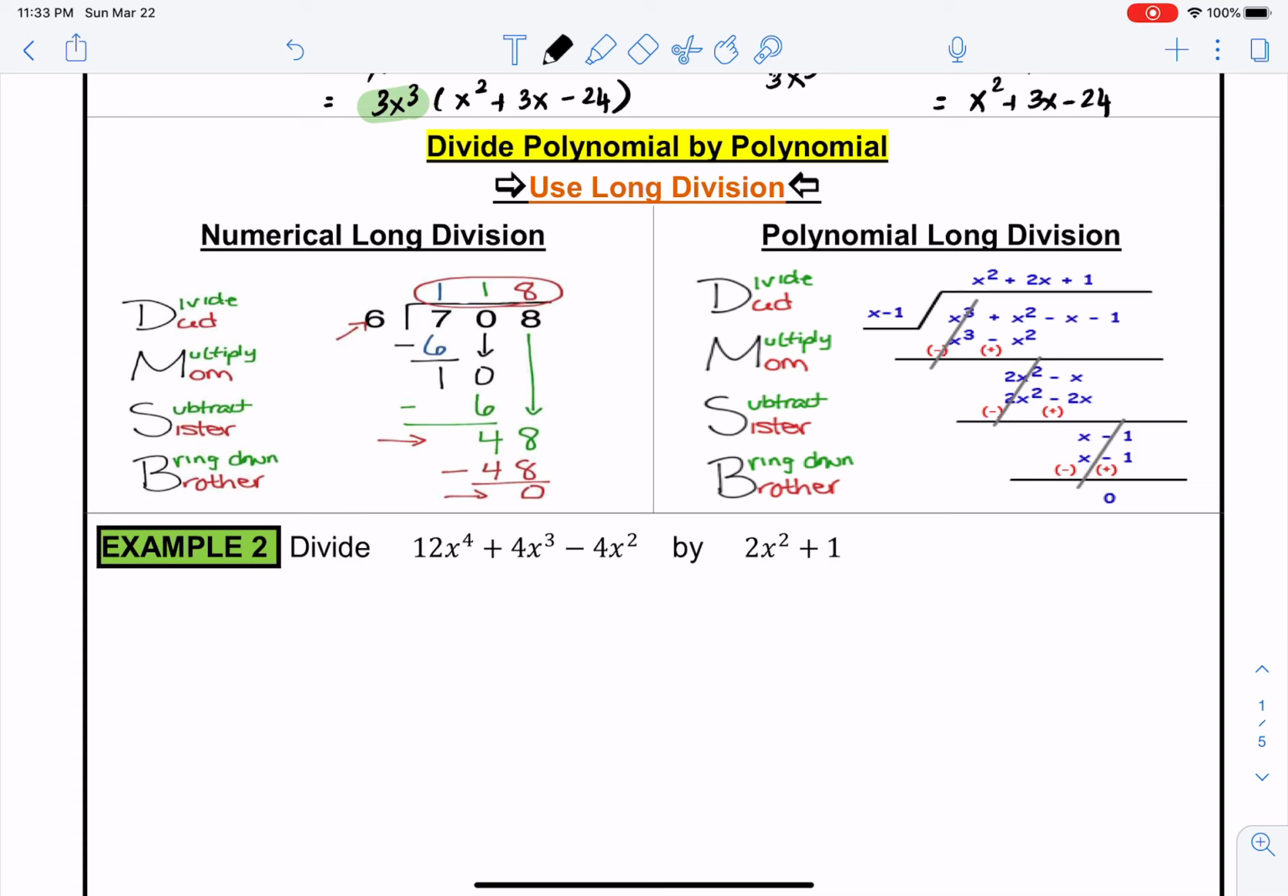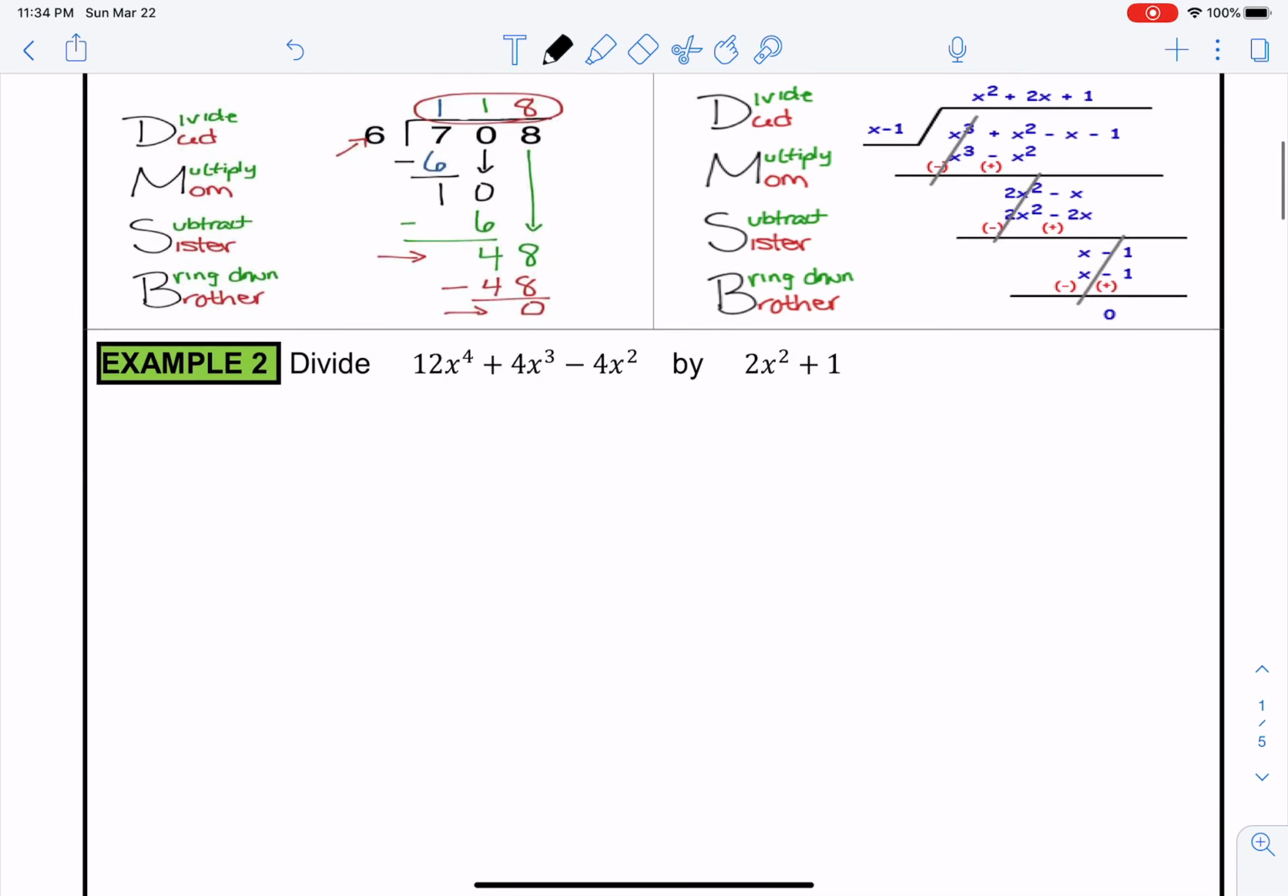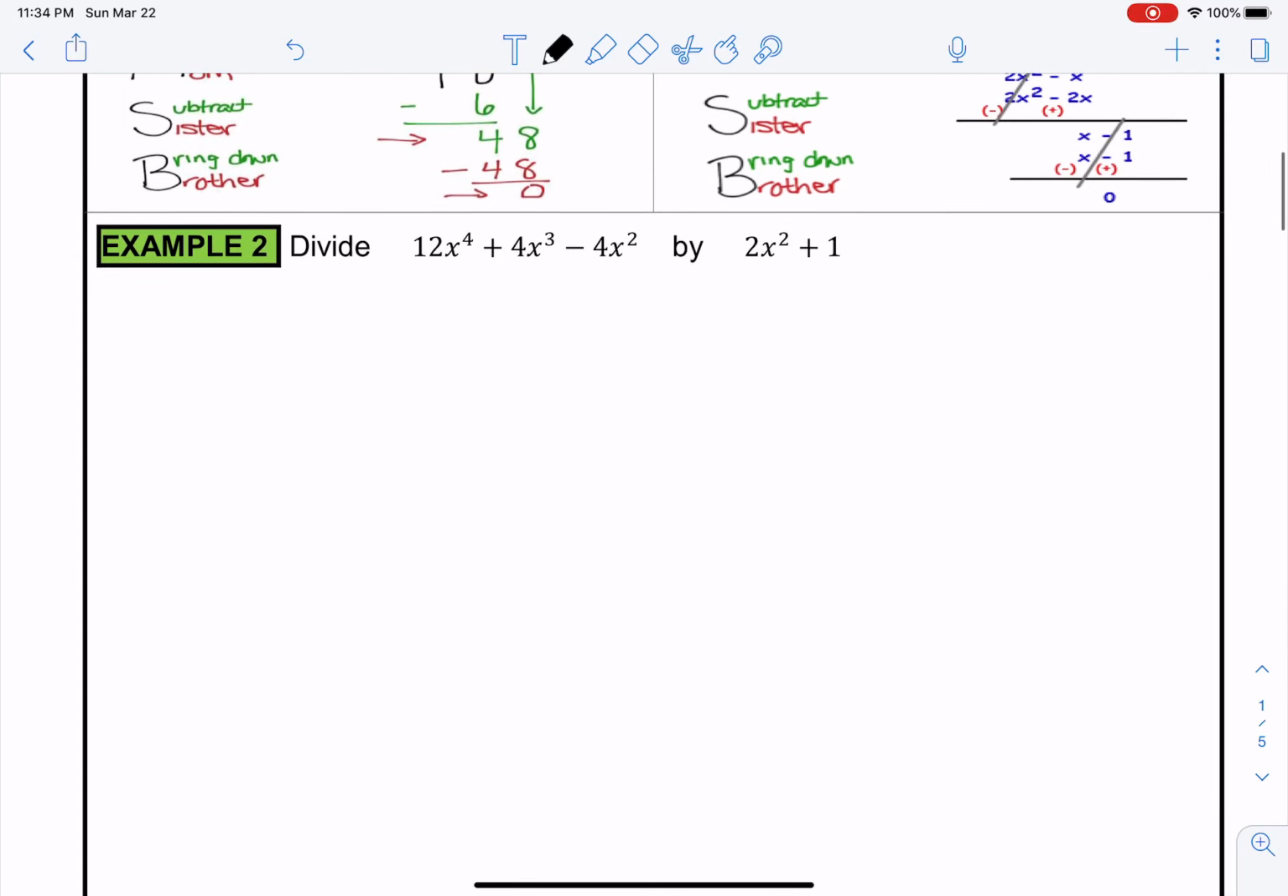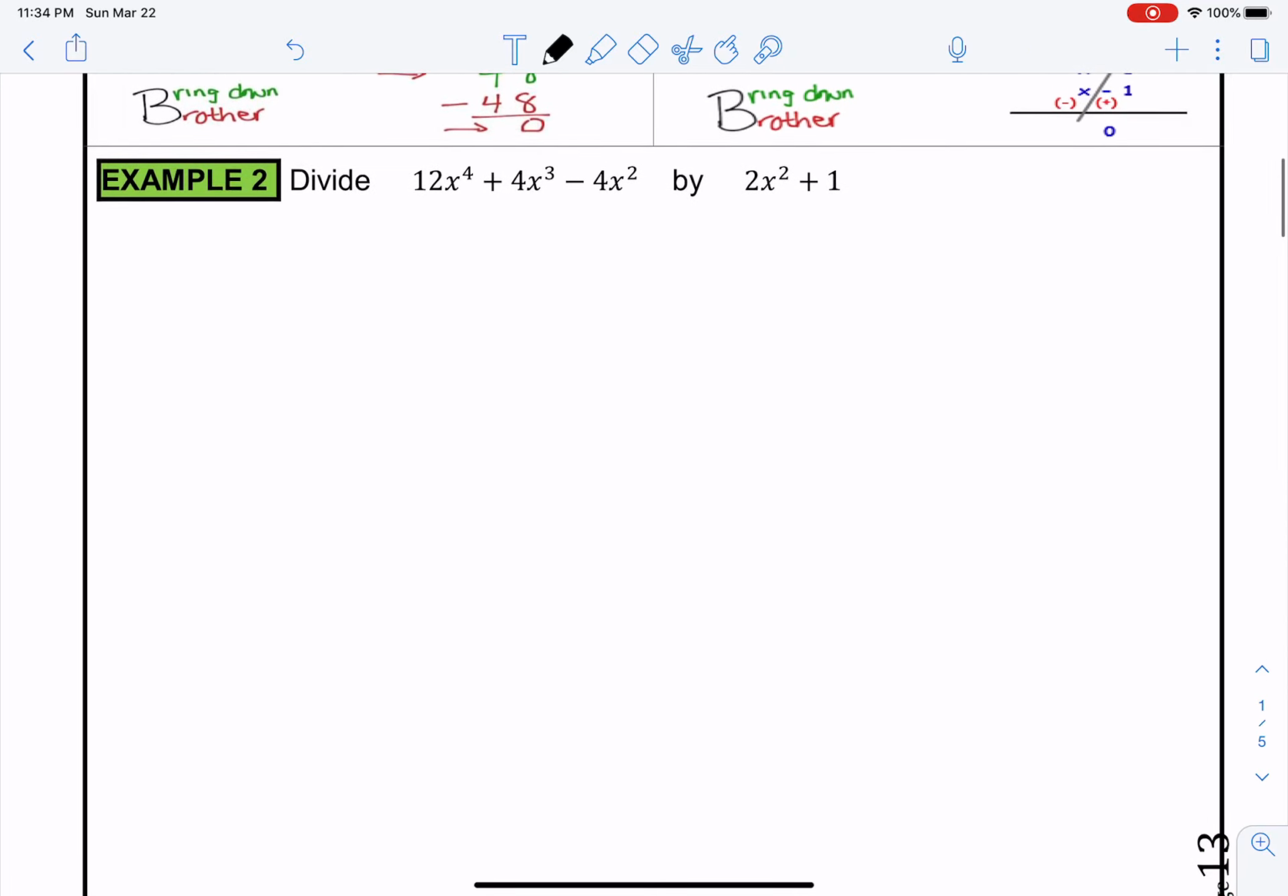You can look at the steps here and you can easily remember them using dad, mom, sister and brother. It simply says divide, multiply, subtract and bring down. So it is best that I explain this via example. So we have example number 2.